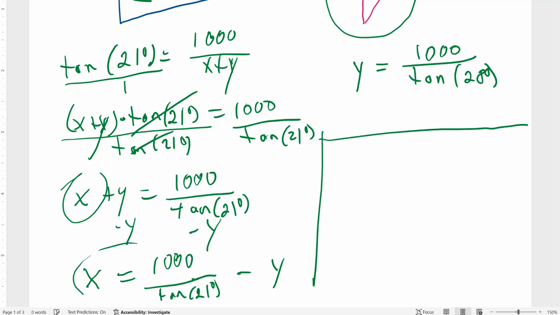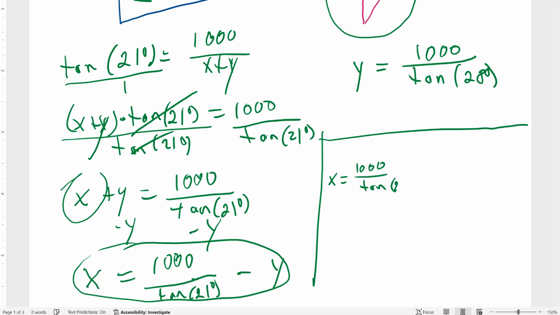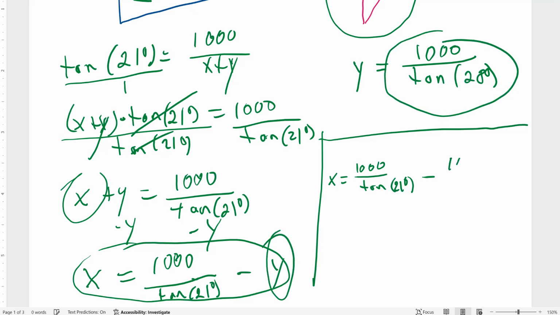So I'm going to transform this equation, and I'm going to write it as x equals 1,000 over tangent of 21 minus the thing that y is equal to, which is 1,000 over tangent of 28 degrees. I will throw that into my calculator, and once I get that into my calculator, I will have the answer.